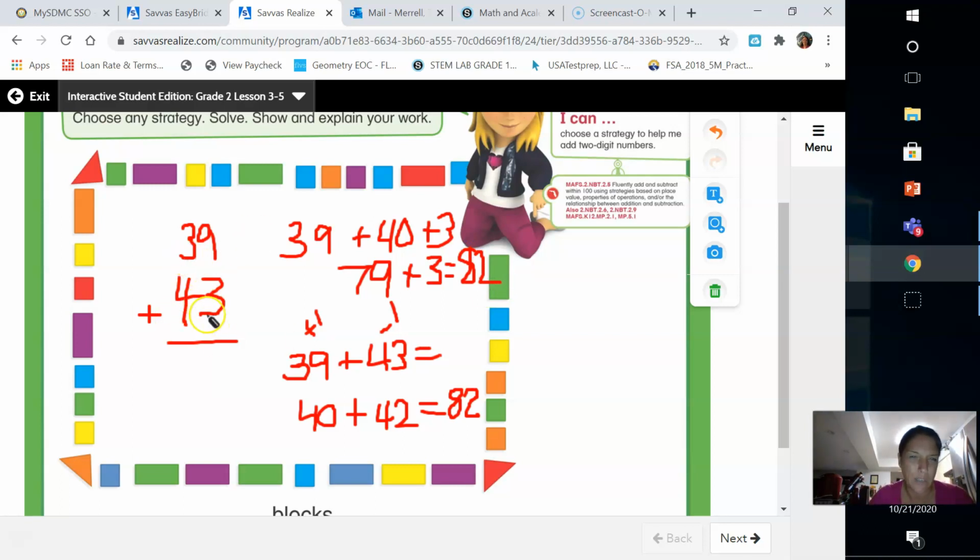What's 9 plus 3? 9, 10, 11, 12. Put the 2 down here from the 12. Put the 10 up in the tens column. 4 plus 3 is 7. Plus 1 more is 82. And you'll see, no matter how we do the problem, which strategy you use, you're still getting the same sum. And that's the whole point of the problem, is getting the sum. So it doesn't matter which strategy you choose to use.